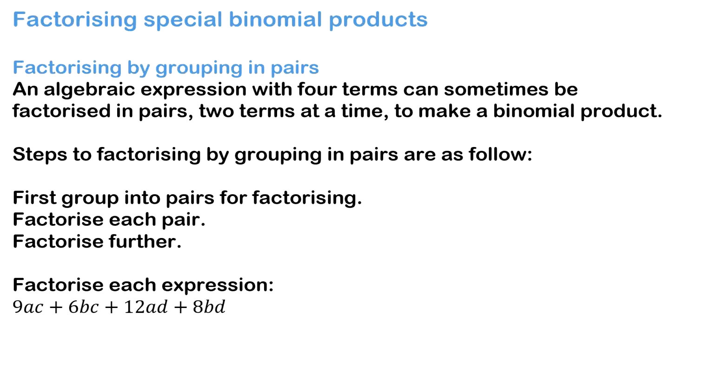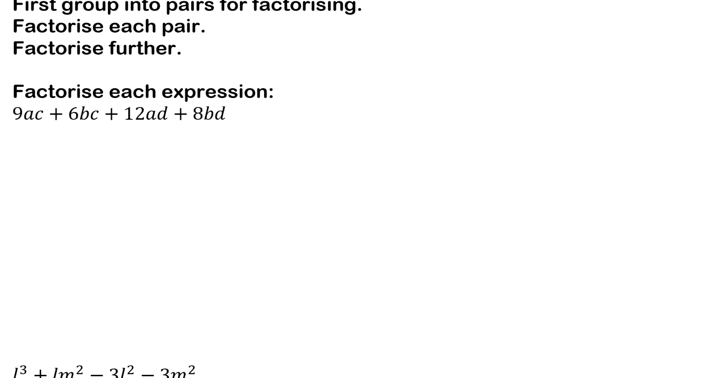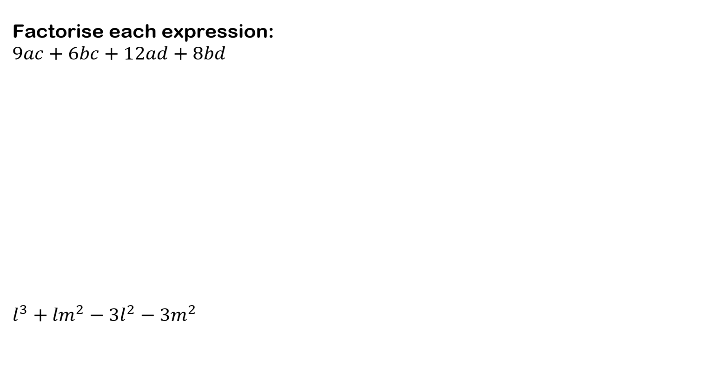Once we do this, we factorize each of those pairs, and then usually you end up with 2 parts of the pairs that are the same, which allows you to factorize further to get a binomial product. That might sound confusing, so I will show you with an example. So here we have the first one. I'm going to rewrite it.